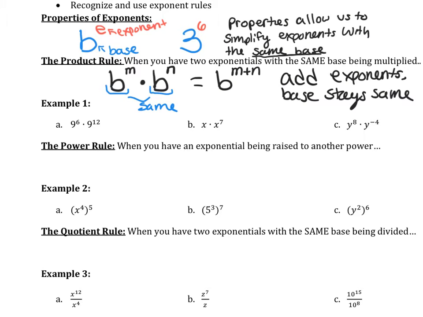So for example 1a, we have 9 to the 6th power times 9 to the 12th power. Again, they both have the same base, which means we can use these properties to simplify. To simplify it, we keep the base the same, and we add the exponents. So this would be 9 to the 18th power.